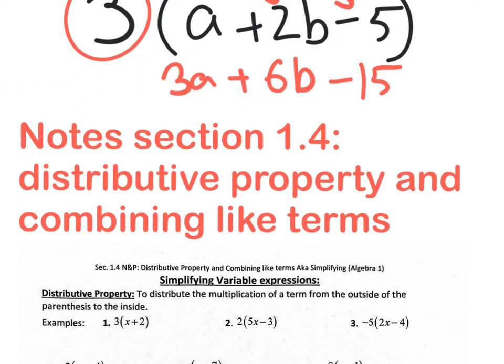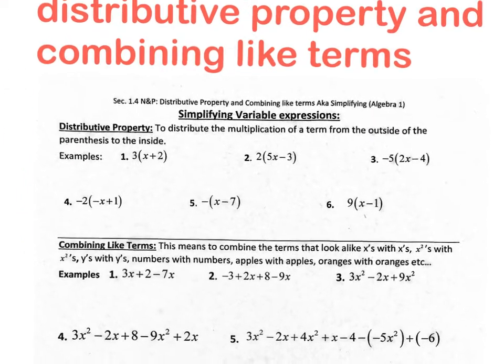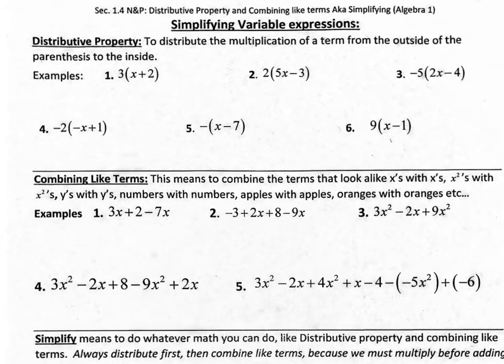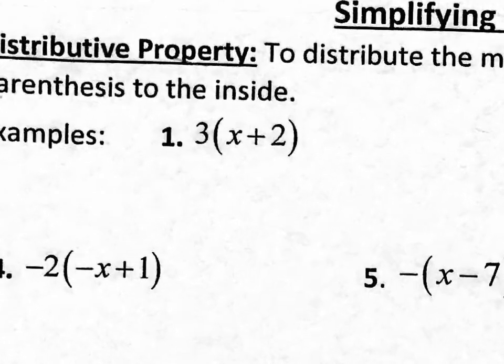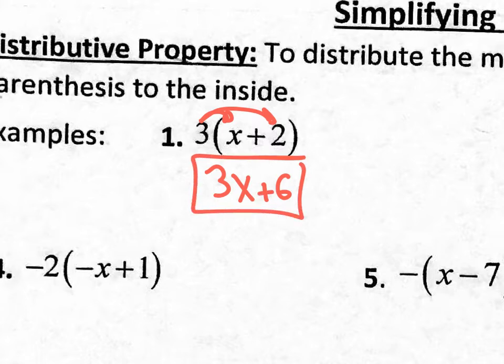So let's go to the actual notes that we handed out today. Once again, distributive property is simply to distribute the multiplication of a term from the outside of the parentheses to the inside of the parentheses, right? So number one, let's distribute 3 times x, that's 3x. Remember, we can multiply numbers and letters. 3 times 2, that's 6, and of course there's a plus sign between it. That's your final answer on number 1.